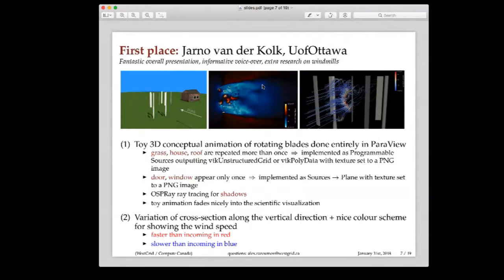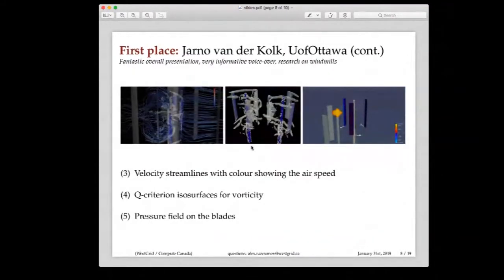Next, you have the three-dimensional visualization of streamlines that are colored by the air speed. And then you have a visualization of the isosurfaces of the Q criterion. That shows turbulence, so basically vorticity and turbulence near the blades. These are the regions where the blades actually get pushed. And then the final scientific visualization in this entry is the pressure on the actual surfaces of the blades, that clearly shows the regions where you exert pressure on the blades.